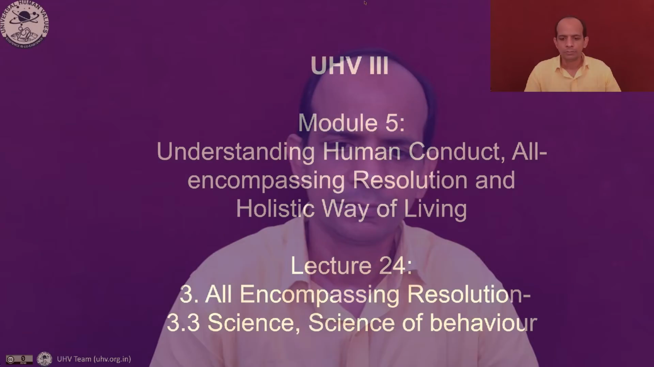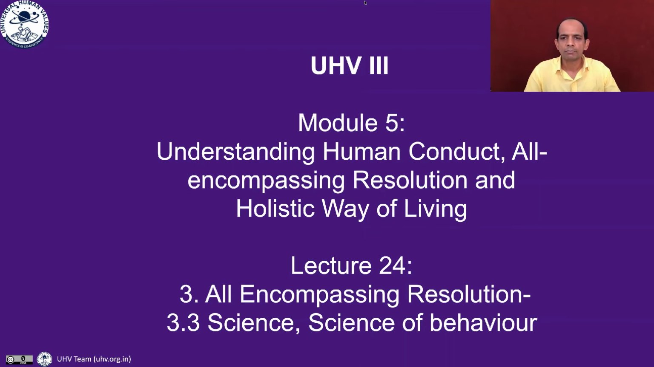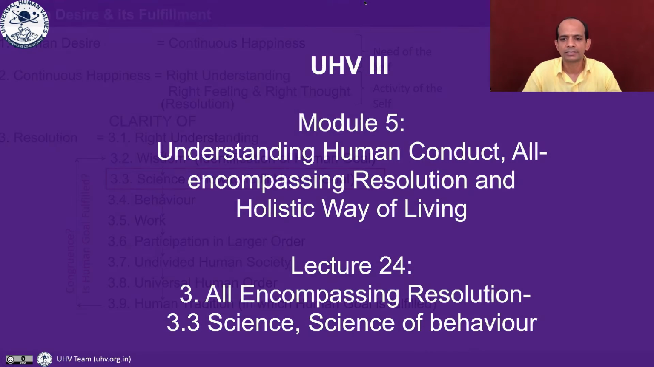We have been discussing the human desire and its fulfillment, and we saw that the human desire is continuous happiness and its fulfillment is through right understanding, right feeling and right thought. Right feeling and right thought is what is called resolution, and we have been discussing various components of resolution. So we discussed right understanding, then wisdom in the previous lecture, and now we'll talk about science. While discussing the all-encompassing resolution, we'll talk about science and science of behavior in this lecture.